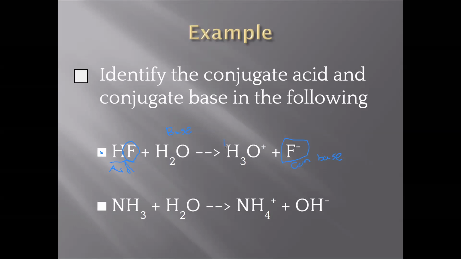Now, this thing, our hydronium ion, is most closely related to our base. So when the base accepted that hydrogen ion, it became a conjugate acid.